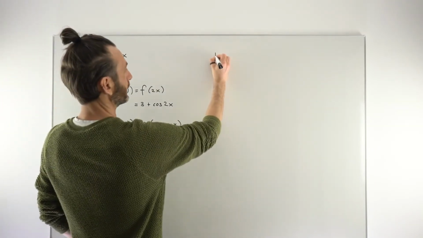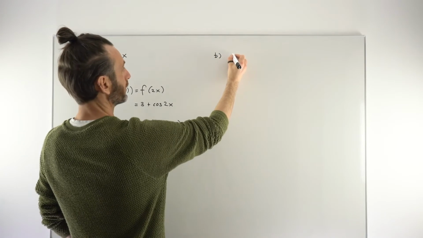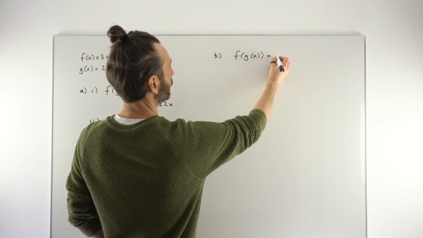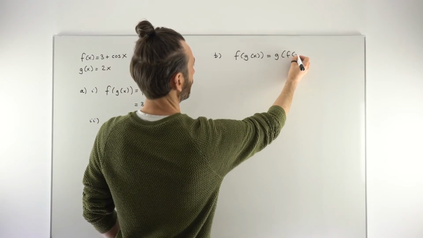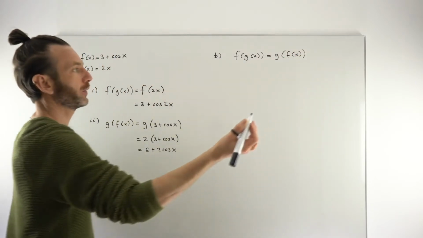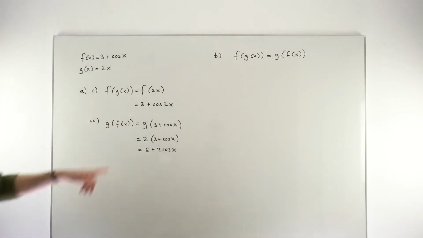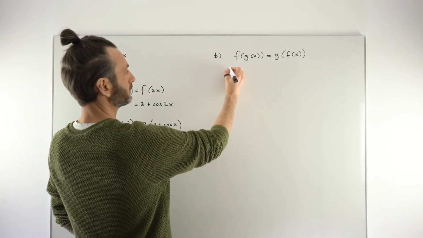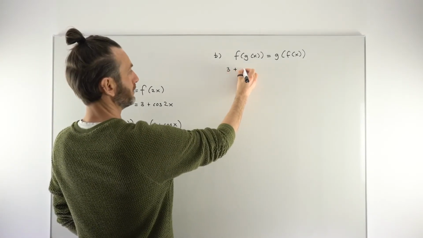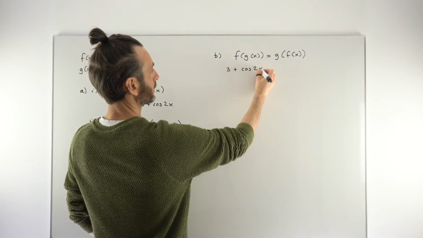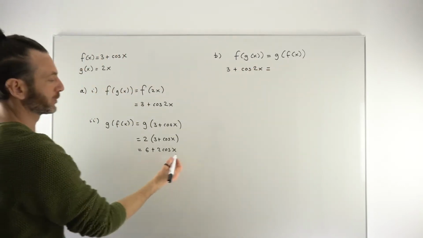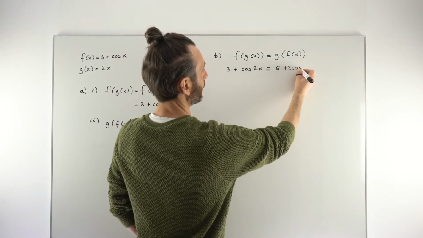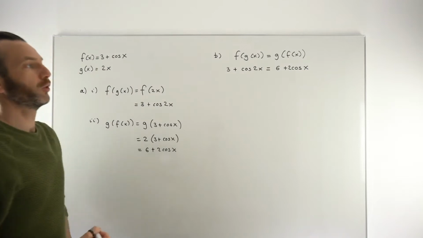Well, what they're basically telling you to do, and try not to overthink it, is take f of g of x and make it equal to g of f of x. That is literally what they've said in the equation, and then solve that equation. That's not very solvable at the moment, but we know what f and g are. So f of g of x is going to be 3 plus cos 2x, and that's going to be equal to g of f of x, which is 6 plus 2 cos x, and then we just need to go about solving that equation.